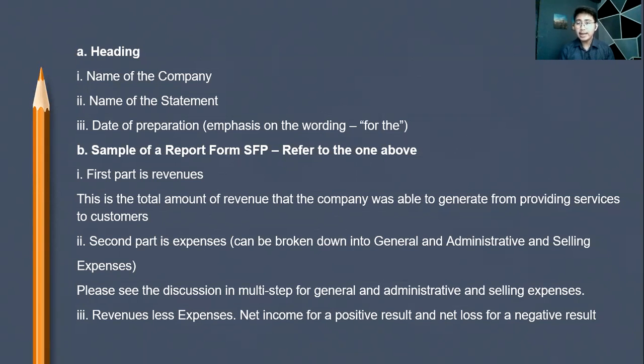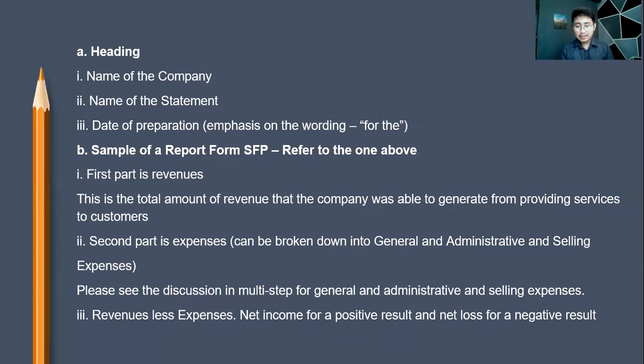Next, we have the second part, which is the expenses. You need to write all the expenses that you have in your company. It can be broken down into three expenses: the general, administrative and selling expenses. Kaya po tinawag siyang multi-step kasi po may iba't ibang step dito sa expenses. So you can write general, administrative and selling, okay?